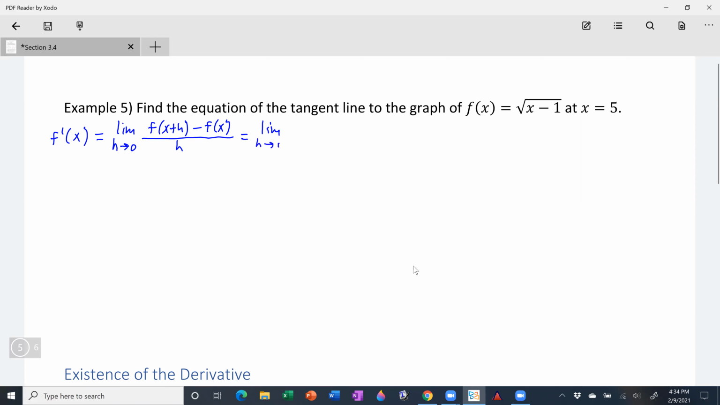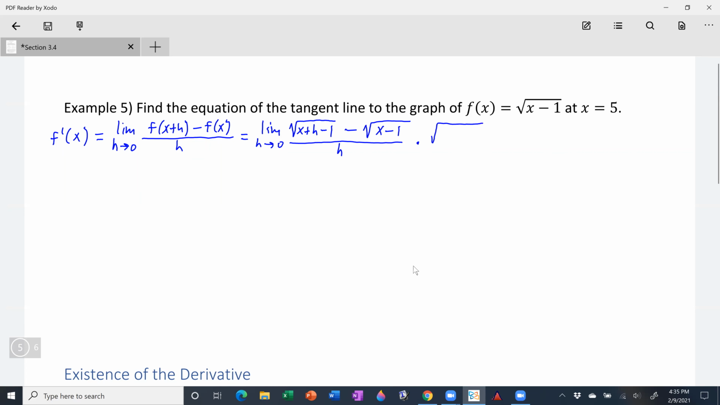The limit as h goes to 0. Now plugging in f of x plus h, so let's be a little careful here. The whole radical, x is the input, and the input needs to be x plus h, and then there's that minus 1. Minus f of x itself, so that's the whole radical again, x minus 1 over h. It looks like there's no cleaning up that we can do yet, so let's go straight for rationalizing the numerator by multiplying by the conjugate.